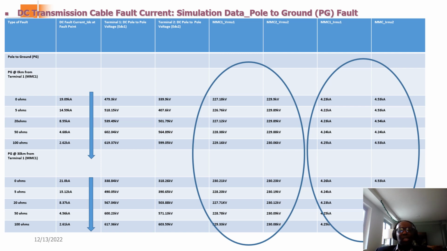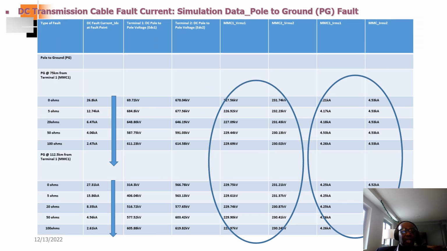Okay, so similarly, faults were applied on the DC side. For the DC side, for a pole to ground fault at 0 kilometers, that is very close to MMC1, with varying fault resistance. These are all the DC fault currents, and voltages and currents on the AC side. And pole to ground fault at 30 kilometers, that's 20% down the line. Then pole to ground fault at 75 kilometers, and pole to ground fault at 112.5 kilometers.